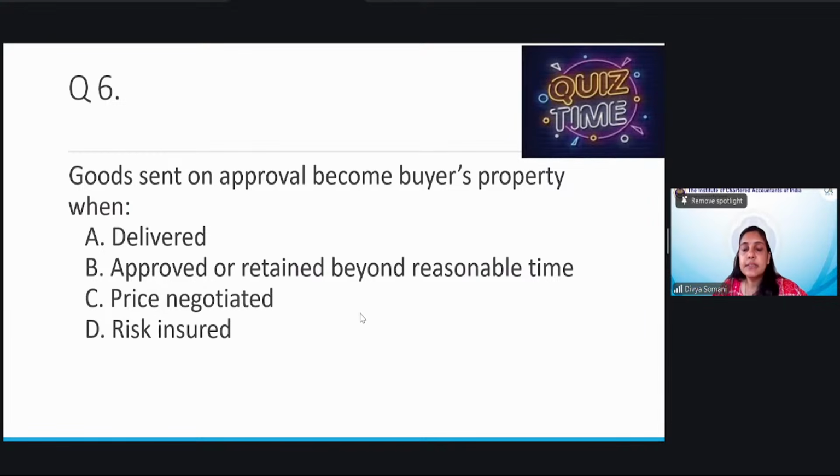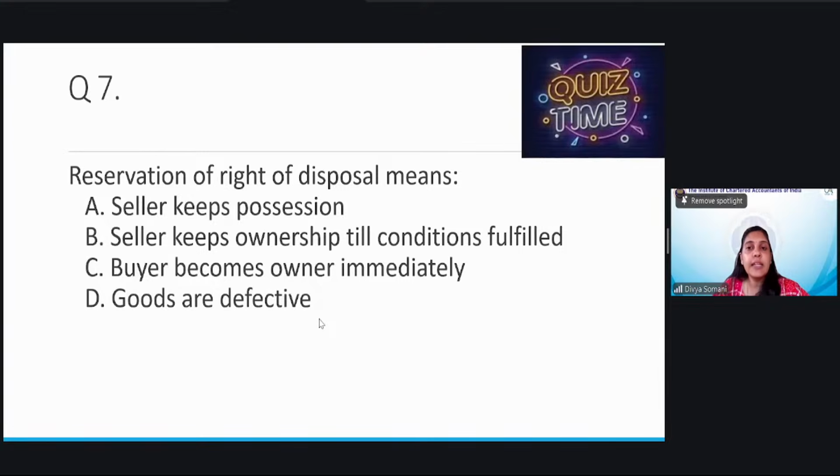I think this is answered by everyone correctly. Yeah, it's option B. It is when it is approved or retained. Next question. Reservation of right of disposal means.